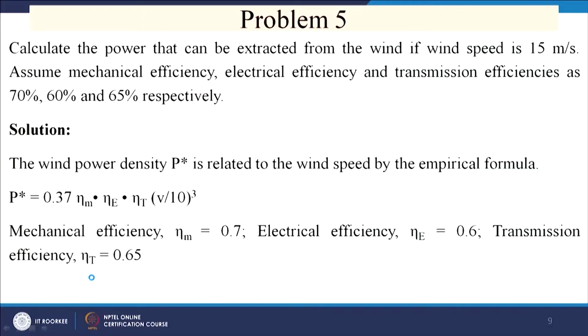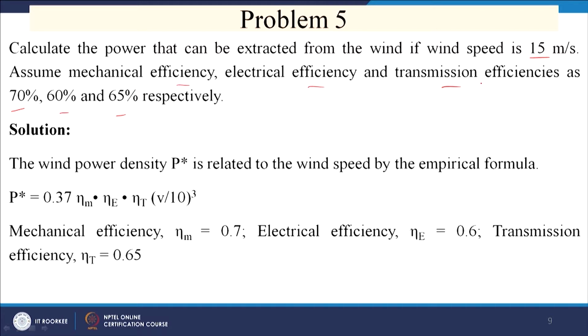Problem 5, here the statement says calculate the power that can be extracted from the wind if wind speed is 15 meter per second. Assume mechanical efficiency, electrical efficiency and transmission efficiency as 70%, 60% and 65% respectively. So, in wind turbine the wind speed is given and it is also given the different efficiency of the different processes, that is mechanical, electrical and transmission.